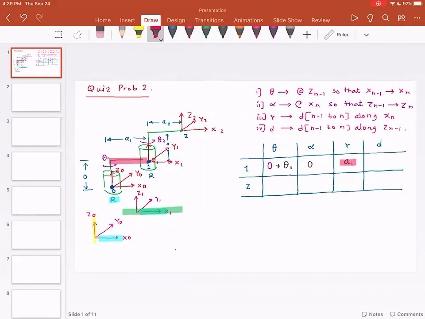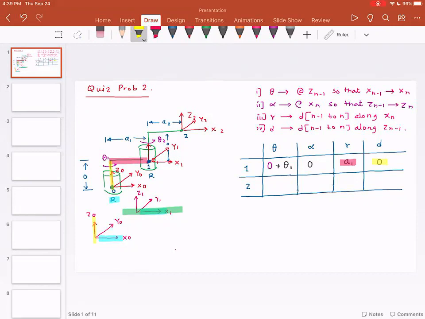Now D is the distance between both the frames along Zn minus 1. So ideally that distance is this distance. But please note this distance is 0, so I'm going to write 0 over here. Everyone understood? That is how you find out the parameters theta, alpha, R, and D.